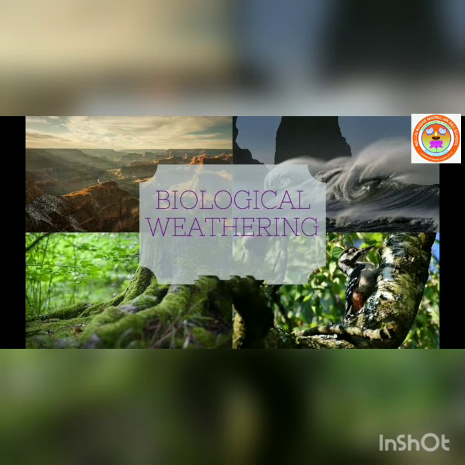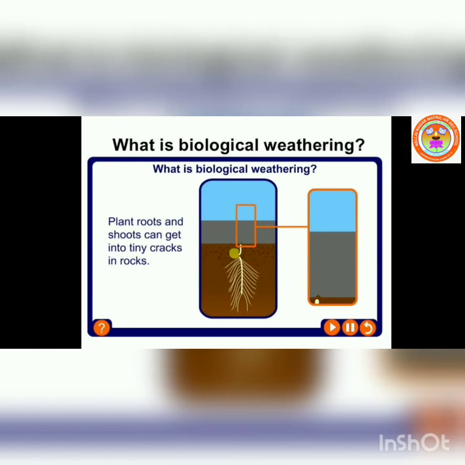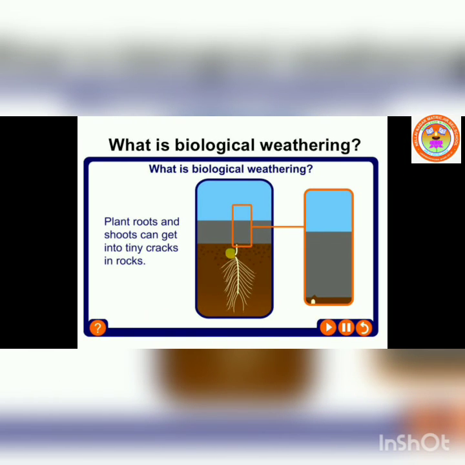And one more, biological weathering. Biological weathering occurs due to the penetration and expansion of plant roots, earthworms, burrowing animals, rabbits, rats and some human activities. Okay, children, here what is biological weathering? Plant roots and shoots can get into tiny cracks in rocks. So that is called biological weathering.